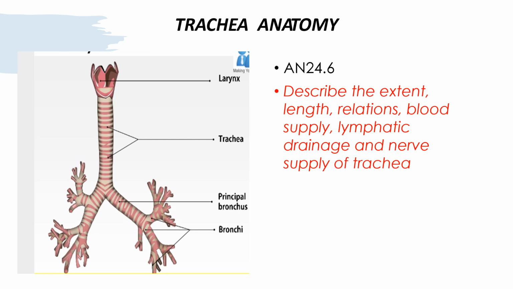Good morning all. Today we are going to study about anatomy of trachea and aorta. Both are important topics from examination point of view. So let us discuss about trachea. The unique number of competency is 24.6. Describe the extent, length, relations, blood supply, lymphatic drainage and nerve supply of the trachea.